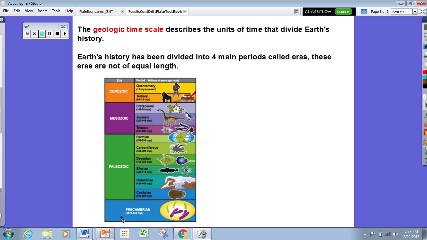So starting with the longest period of time ago, longest ago was Precambrian, and even though it looks small here, Precambrian was actually the oldest and longest era of time in Earth's history. Then there was the Paleozoic era, then the Mesozoic era, which was when the dinosaurs were, and then the Cenozoic era, which is the era that we are currently in today.